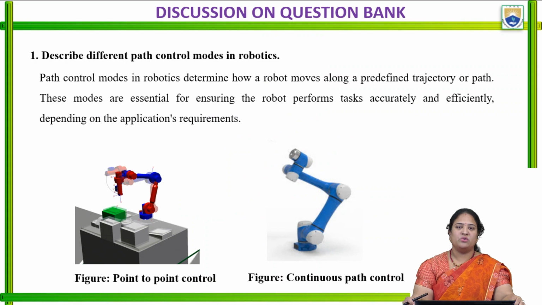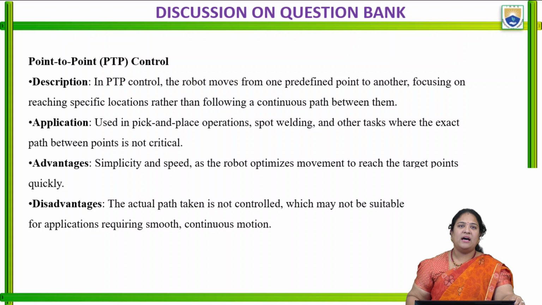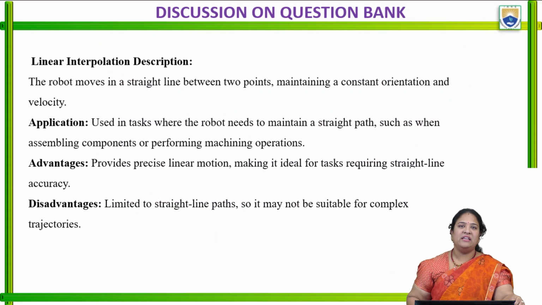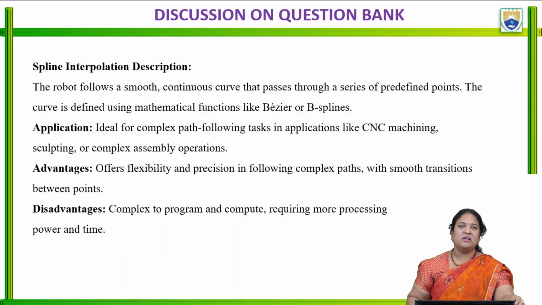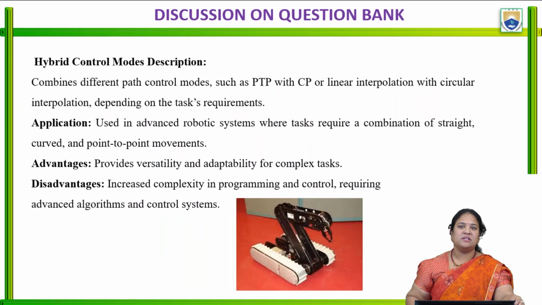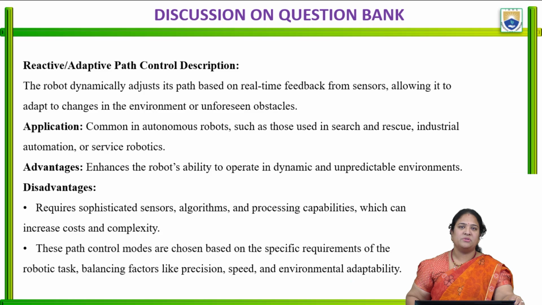Moving on to the first question. Describe the different path control modes in robot. Right? We need to describe the different path control modes in the robot. As we can see in the figure here, we have a continuous path control and a point-to-point path control. Other than that, we have a linear interpolation description, the circular interpolation description, the spline interpolation description and a hybrid control mode description.